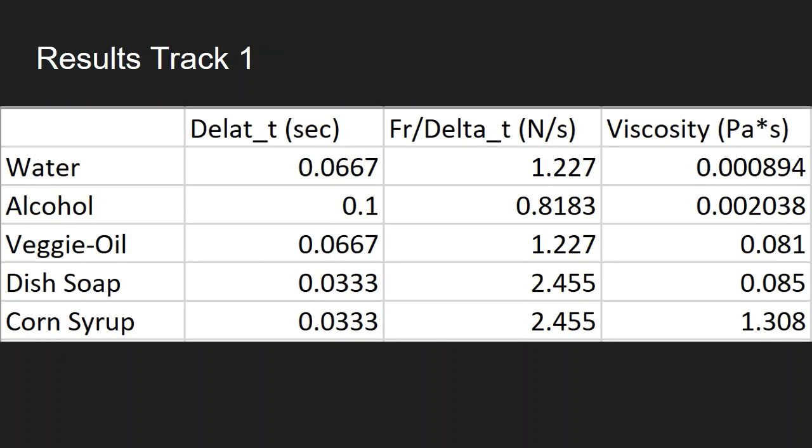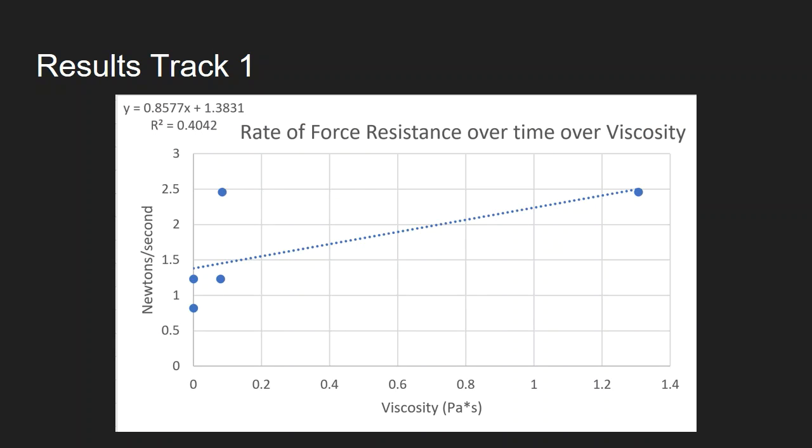The first of our 2 tracks is charted here. The relationship between viscosity and rate of Fr is not as clear as we would have liked. R squared of the best fit line is only 0.4, and the values of the rates are not always increasing with viscosity. Despite this, there is still a positive correlation of 0.8577 newtons per second squared.